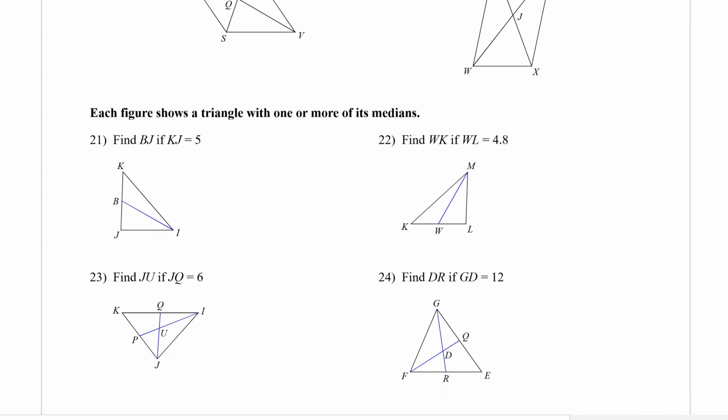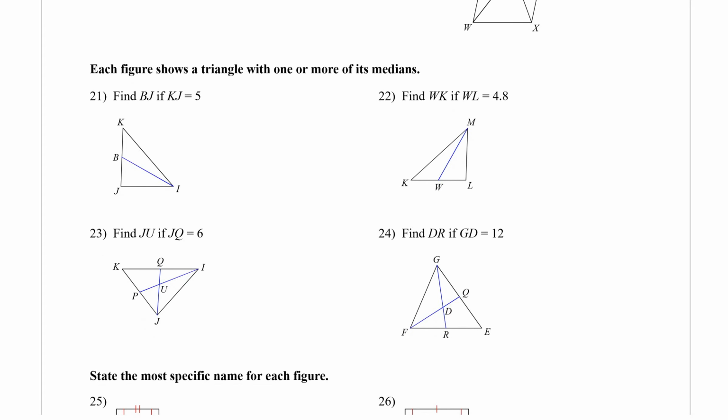Okay, let's go ahead and move on to medians. Remember that a median splits a side of a triangle in half, so these two little pieces here are congruent for this problem 21. But if here's your median and here's your centroid, this piece of the median is twice as big as this piece of the median here.